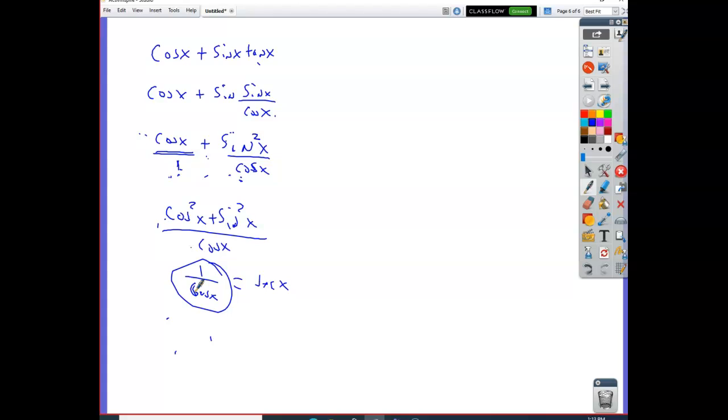We got some rules in play we've learned. Do good algebra. Change everything to sine and cosine. Do good algebra.